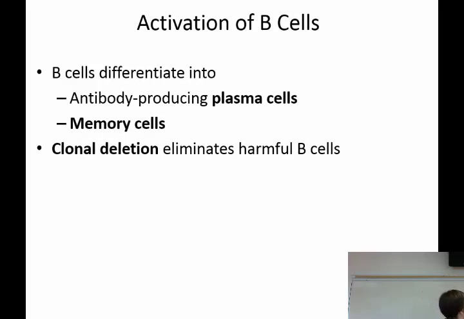So again, B cells differentiate into plasma cells, lots of those. These are the ones that have a lot of rough ER, like I told you before. They have these big factories now to make lots and lots of secreted antibodies. And a few of them are kept as memory cells. So we now have extra ones of this particular kind of B cell. And there is something called clonal deletion to get rid of harmful B cells that I won't talk about.